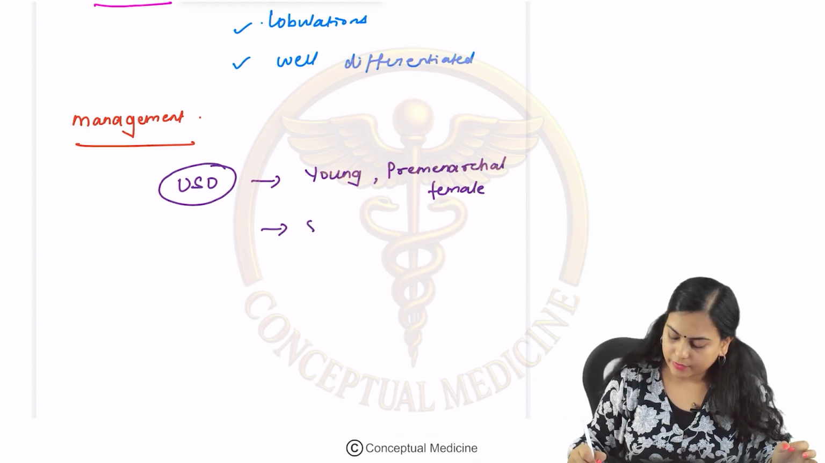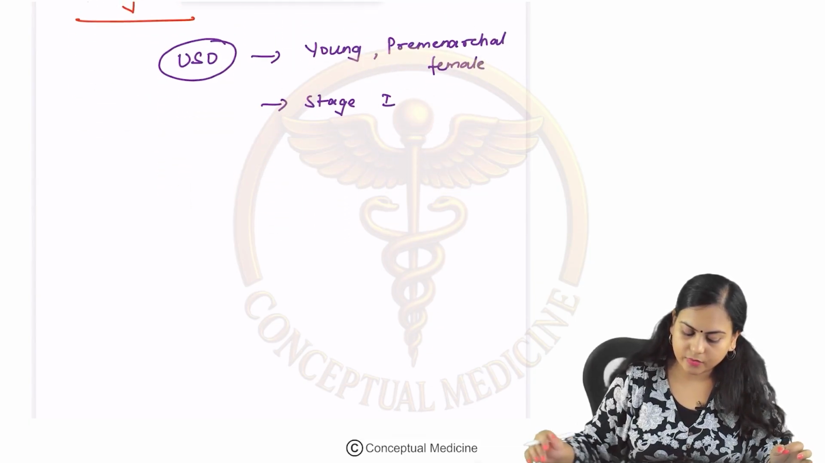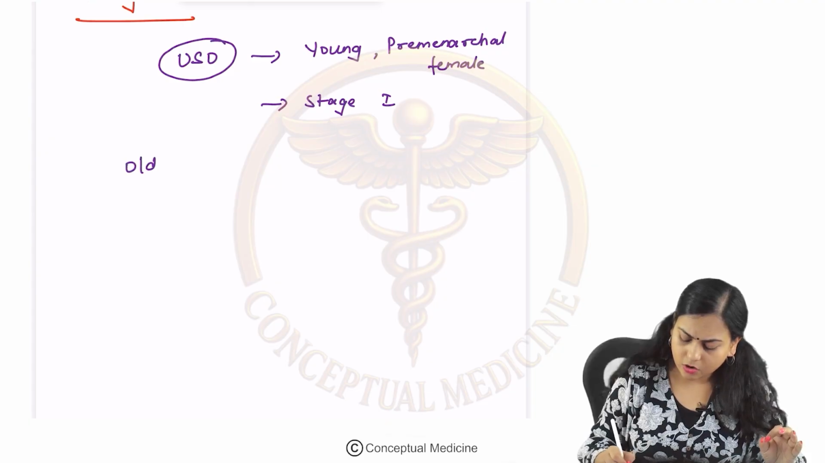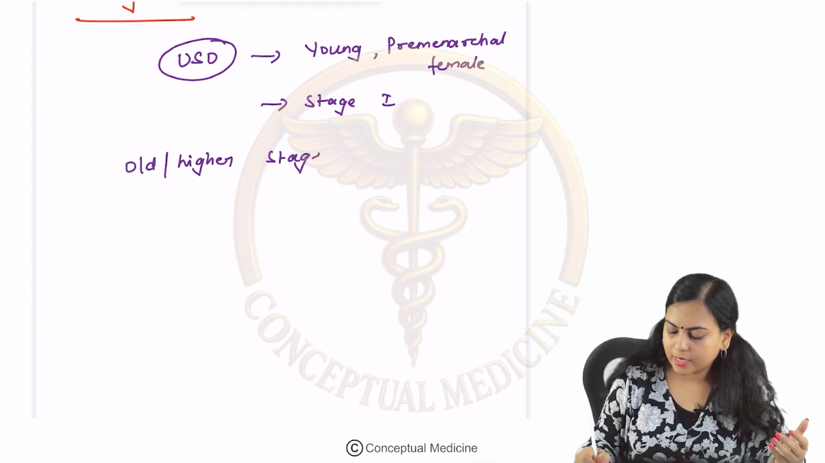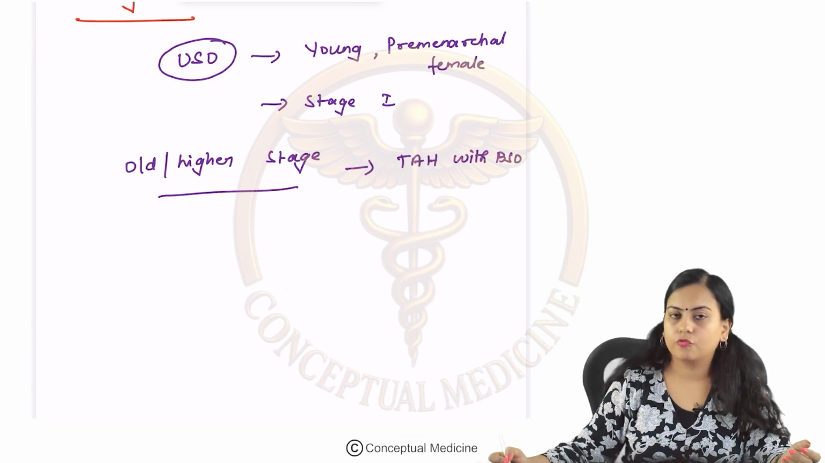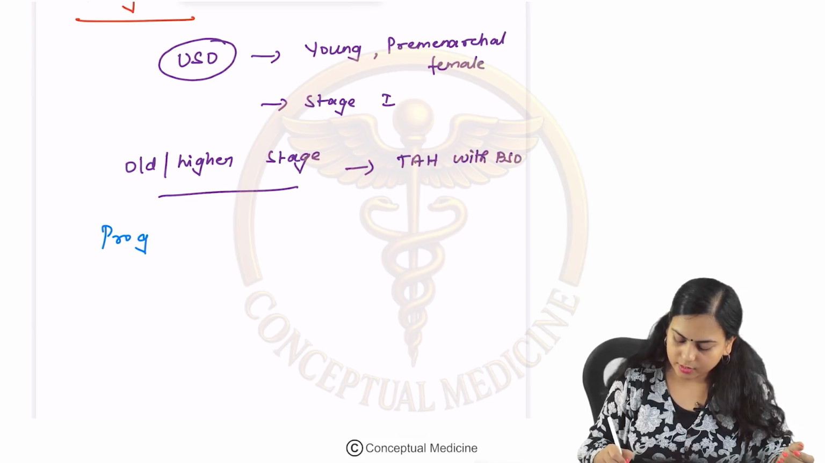Also, when the stage is lower, stage 1 disease. Suppose the woman is old or the disease is of a higher stage, then what will you offer? Again the same story, right? Total abdominal hysterectomy with bilateral salpingo-oophorectomy. So, how will the prognosis be in this patient?